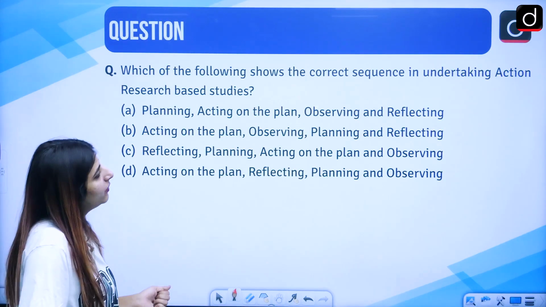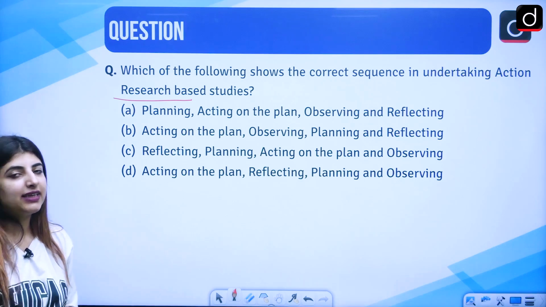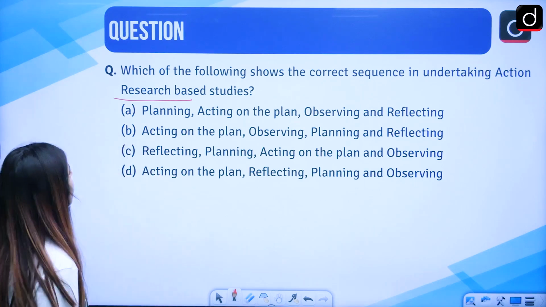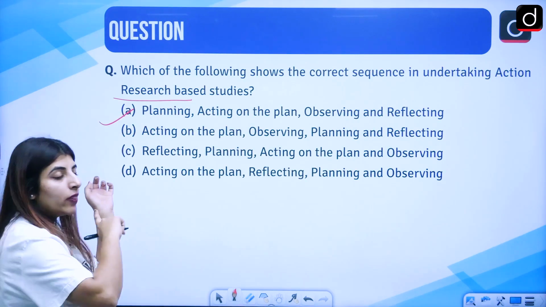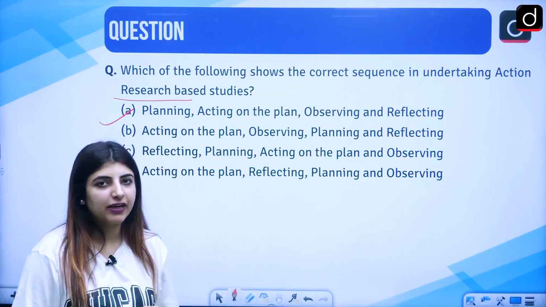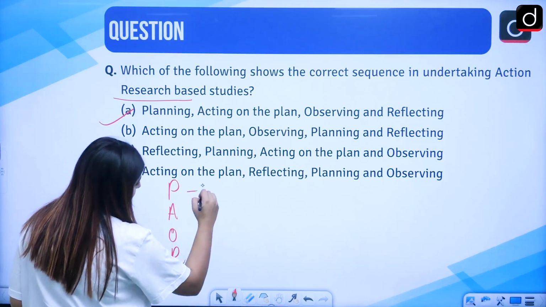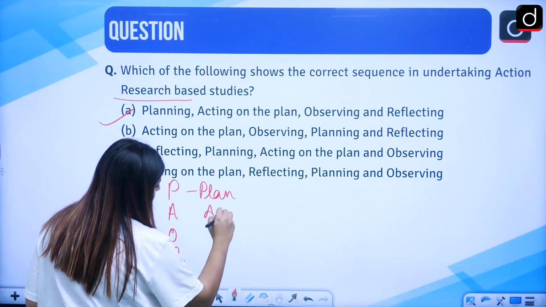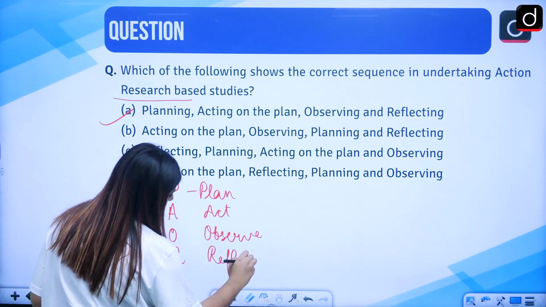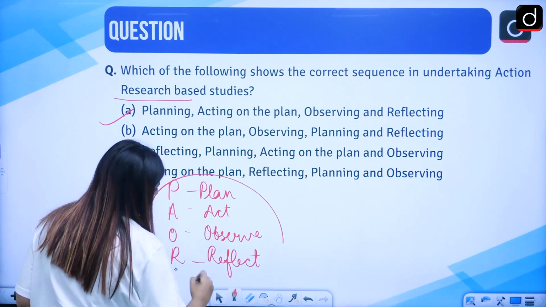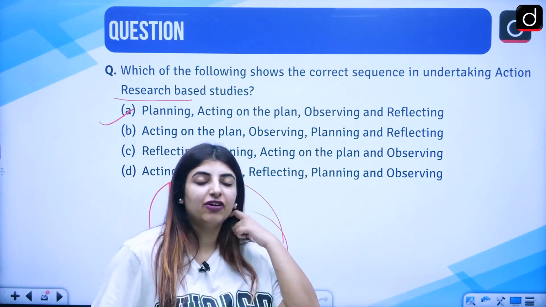Following shows the correct sequence in undertaking action research based studies. What do you think is the answer here? We have talked about it. The answer to this question is option A, that is planning, acting on the plan, observing and reflecting, right? Which we talked about as PAOR: plan, act, observe and reflect if I need to make any changes. So this is the usual cycle of inquiry, the usual cycle of action, or the steps in the action research.